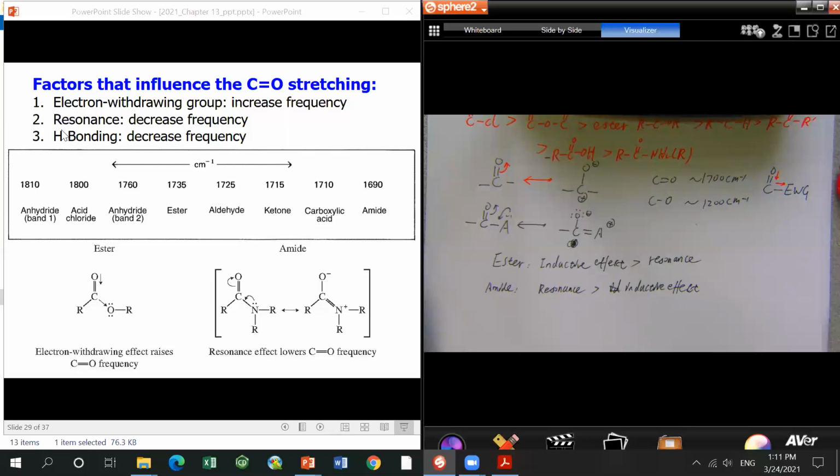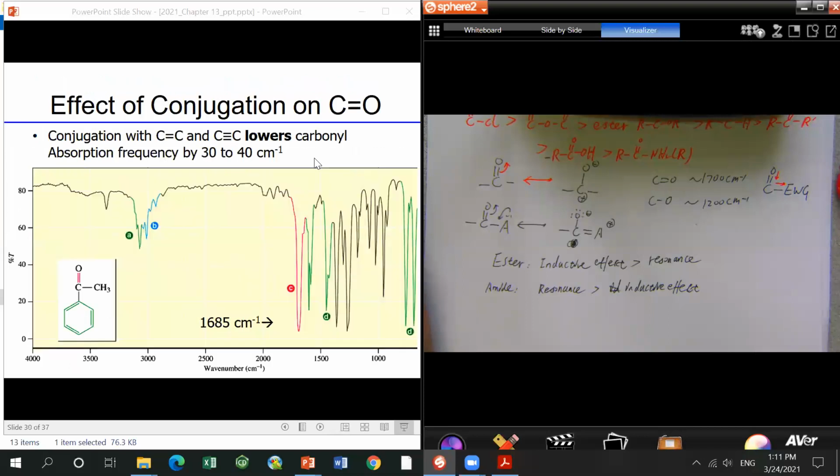And third, the effect of hydrogen bonding. Hydrogen bonding lowers the frequency. For the carboxylic acid, the carbonyl compound has the OH group and can build up hydrogen bonds. That's why the carboxylic acid carbonyl group shows stretching around 1700.